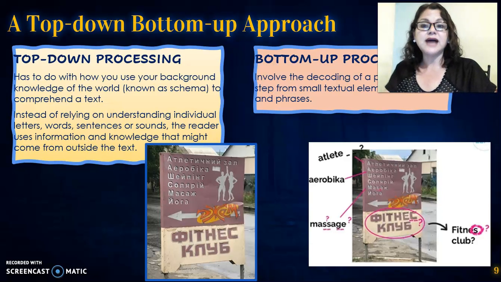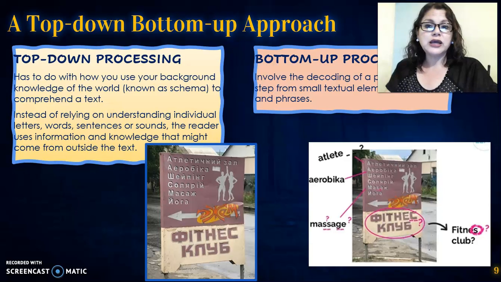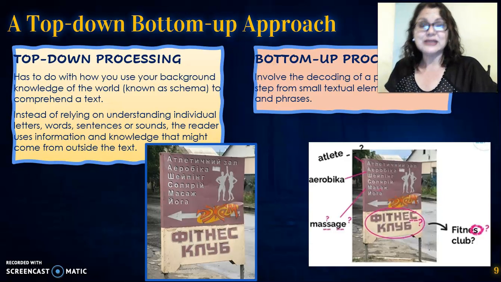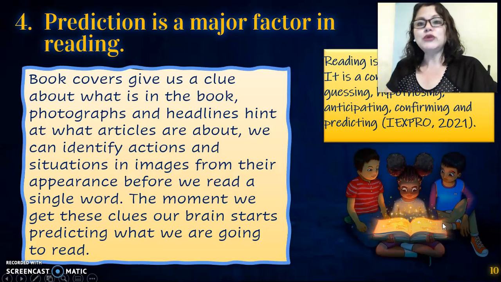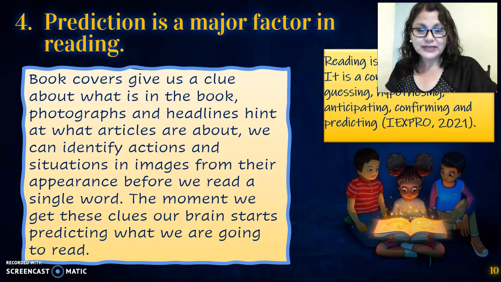Top-down processing has to do with how you use your background knowledge of the world, known as a schema, to comprehend a text. And bottom-up processing involves the decoding of a passage step by step from small textual elements like words and phrases. Number four, prediction is a major factor in reading.